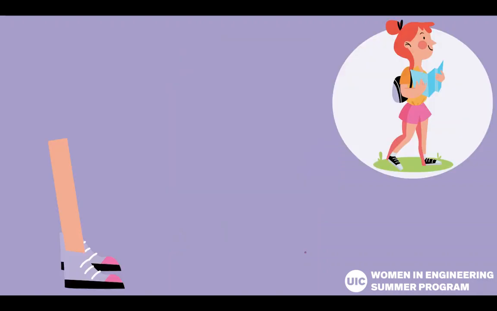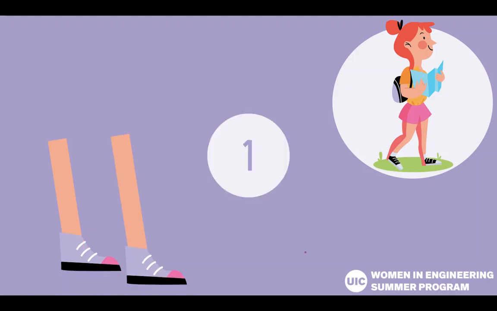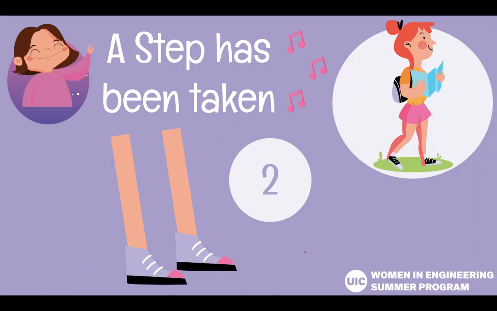Okay, so now in order for us to take a step, we will need to first start in our starting position, and then we will put one foot in front of the other, and then the second foot in front of the first, and then we're able to say that a step has been taken.